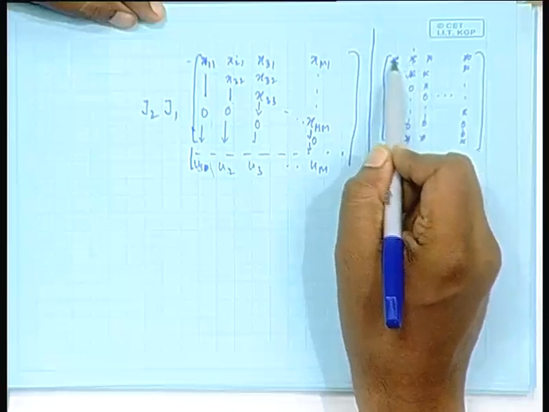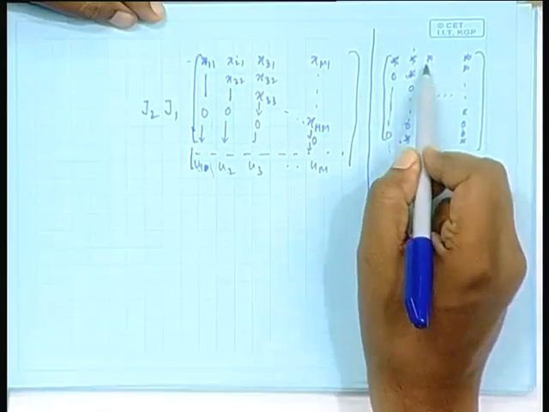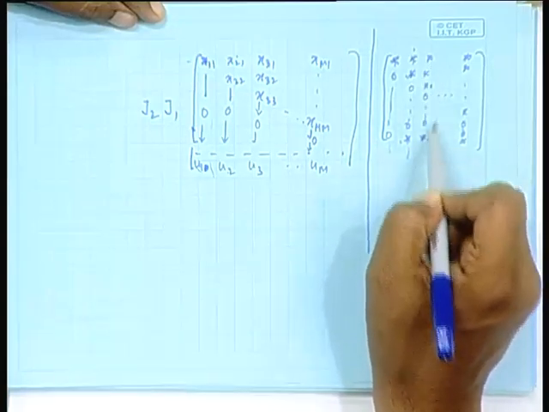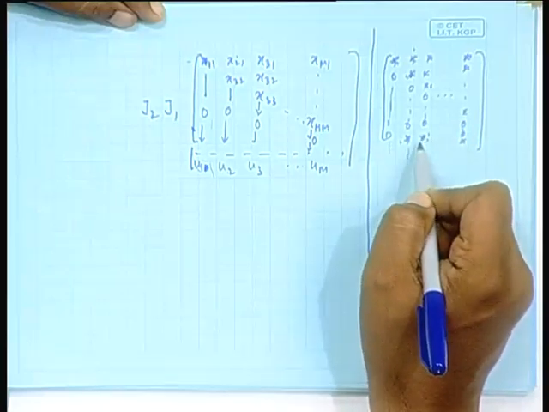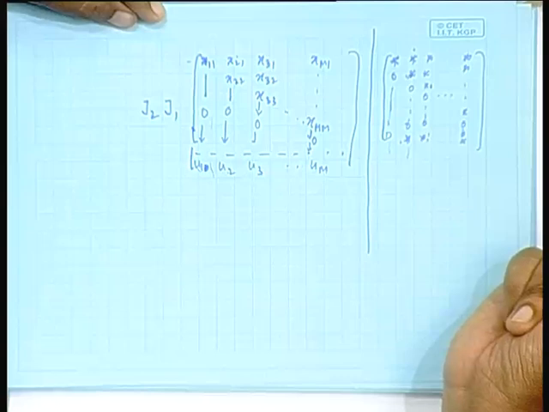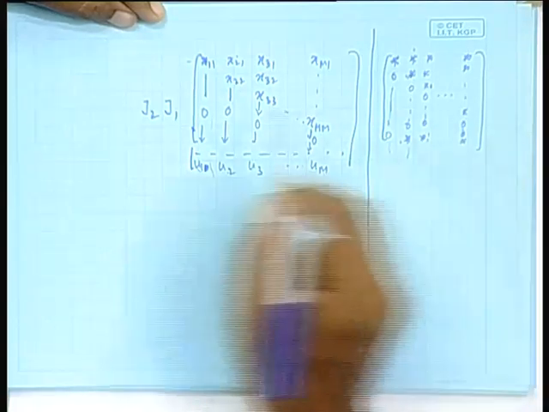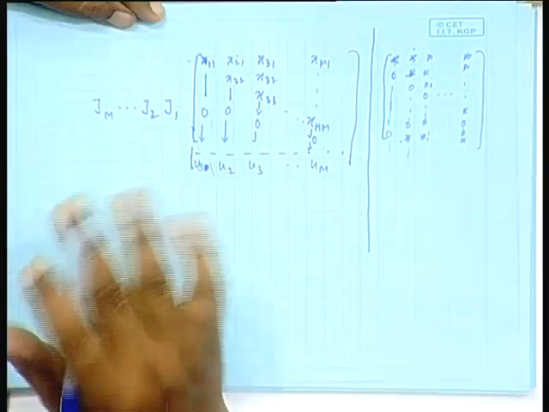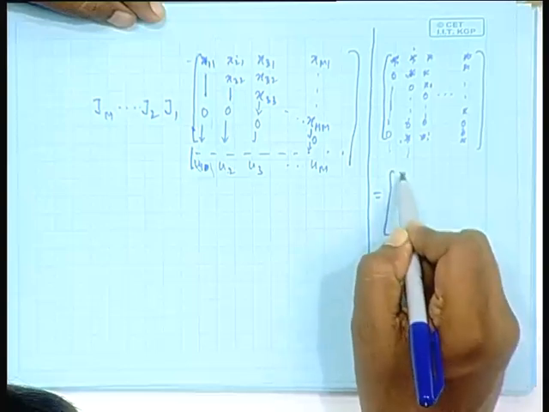What will happen? This all zeros, this all zeros, and then I will target this one. These three entries, these three axes I will consider. The corresponding plane will be rotated so that this is annihilated. Other values will be intact. So this way, dot dot dot, J m, if I do this, you understood this? That will give rise to a structure like this, an upper triangular structure.